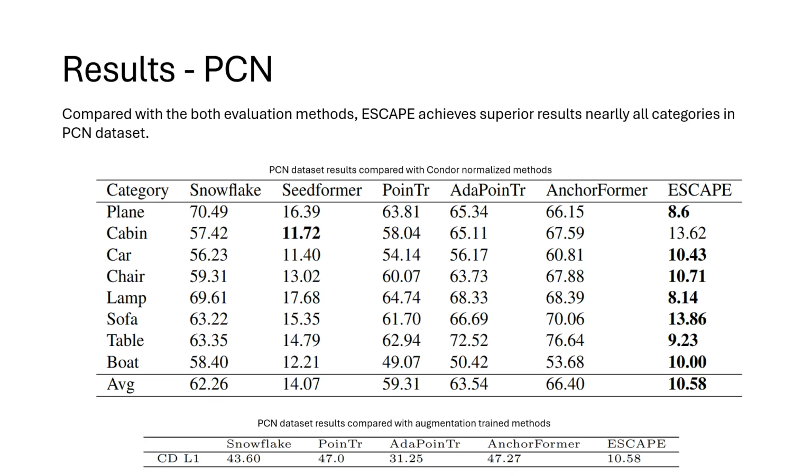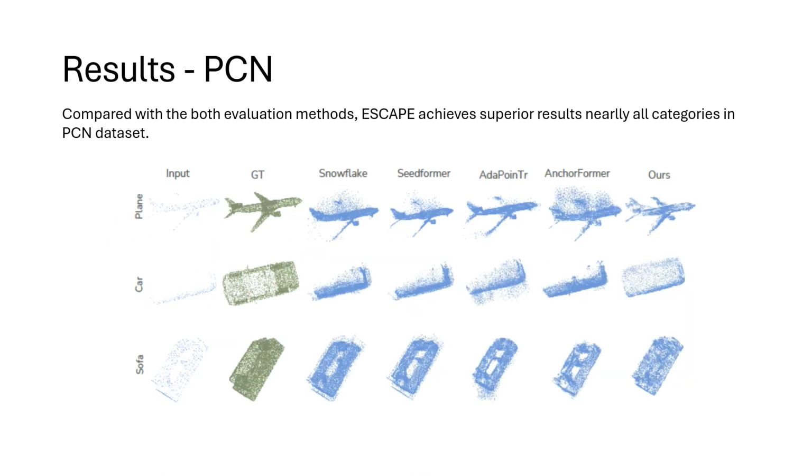Compared with both evaluation methods, ESCAPE achieves superior results in nearly all categories in the PCN dataset. This is also depicted in the visual results. Predictions of existing methods are subject to high noise and structural deformation. On the other hand, ESCAPE can yield equivariant predictions under rotation, superior to all other methods. This makes ESCAPE applicable to scenarios that require non-canonical point processing.